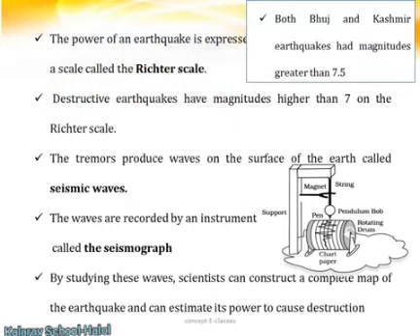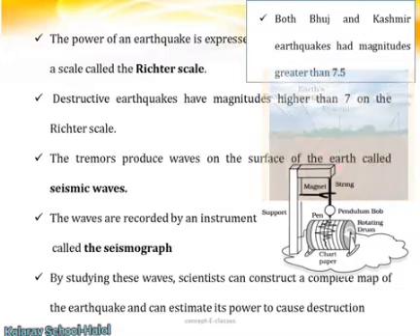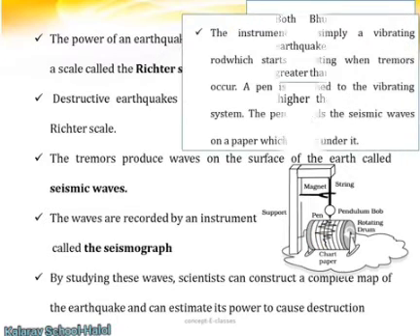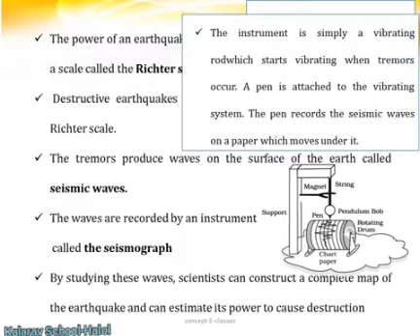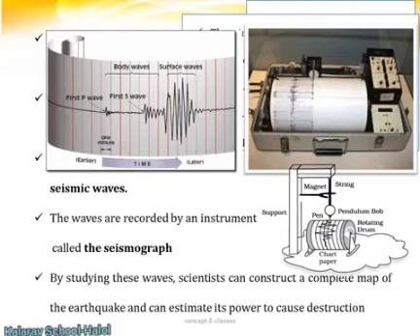Now let's see how earthquakes are measured. The tremors produce waves on the surface of the earth called seismic waves. Now the waves are recorded by an instrument called a seismograph. Now what is this instrument? This instrument is simply a vibrating rod which starts vibrating when the tremors occur. A pen is attached to the vibrating system, and the pen records the seismic waves on the paper which moves under it. So this is a seismograph and this is a seismometer.